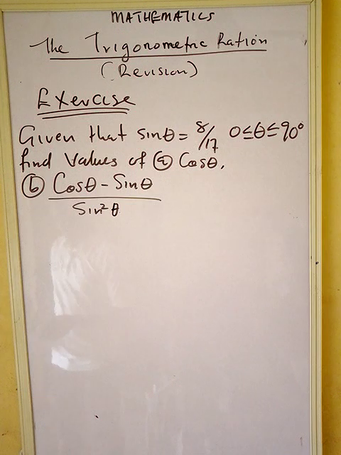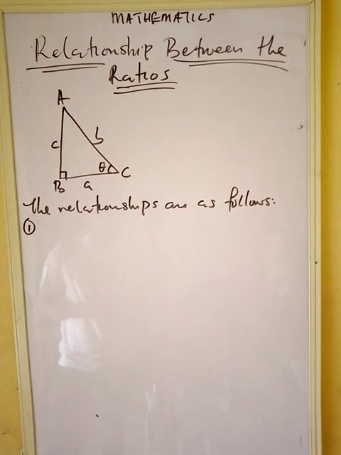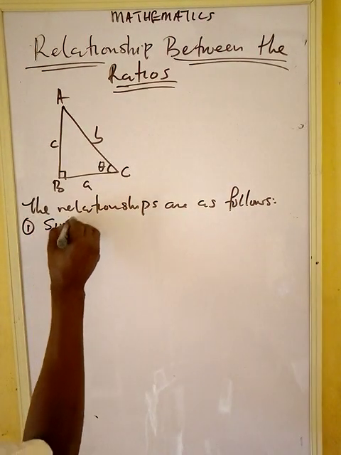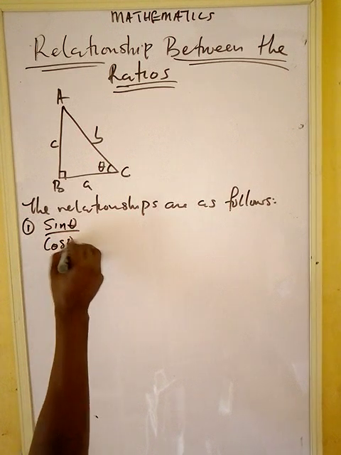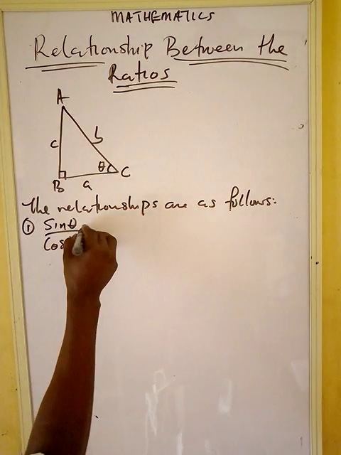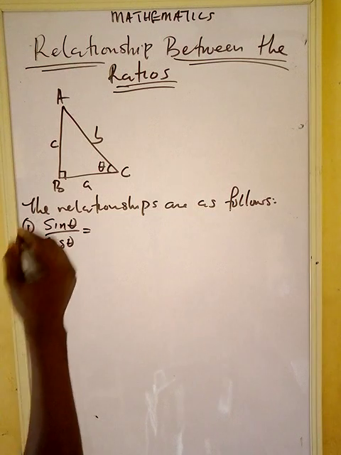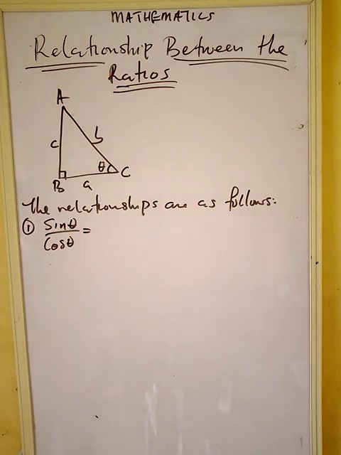So we are moving to the next class, and the next thing we want to do here, let me check your scheme of work: the relationship between the ratios. So we want to check the relationship between the ratios. The first one is sin theta divided by cos theta, which we demonstrated before, but let's do it again. So what's our sin theta? From the previous video, our sin theta is c over b, if you check your note very well.